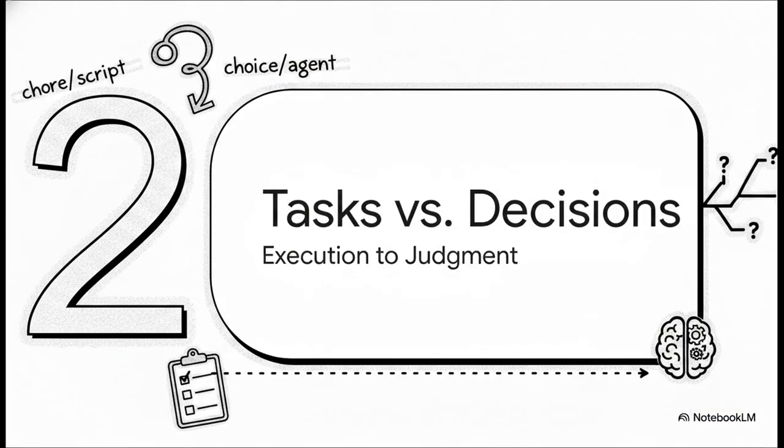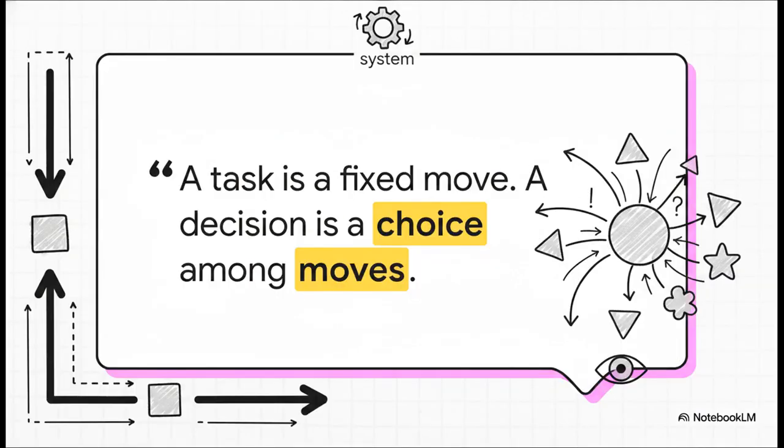Section 2. Tasks versus decisions. Moving from execution to judgment. This is really the boundary line between a simple script and an actual agent. There's this great quote that sums it up. A task is a fixed move. A decision is a choice among moves. Let that sink in for a second.